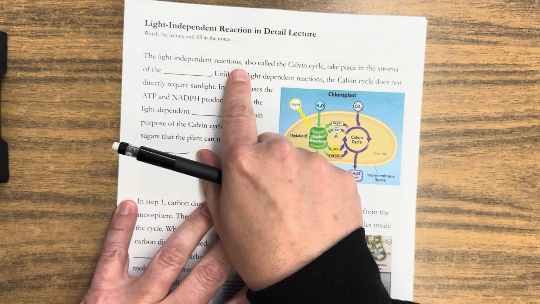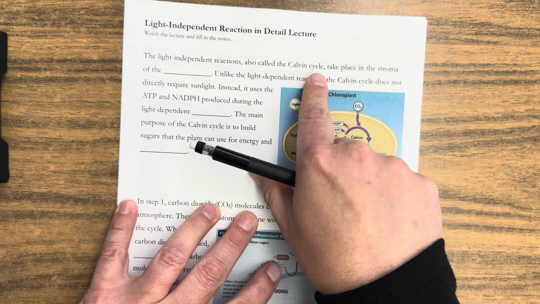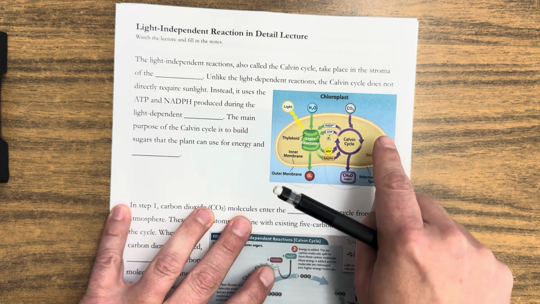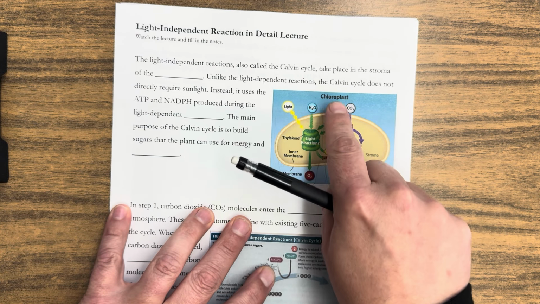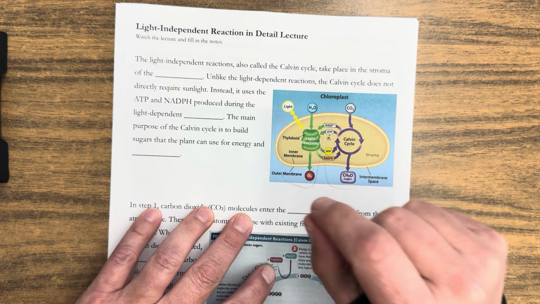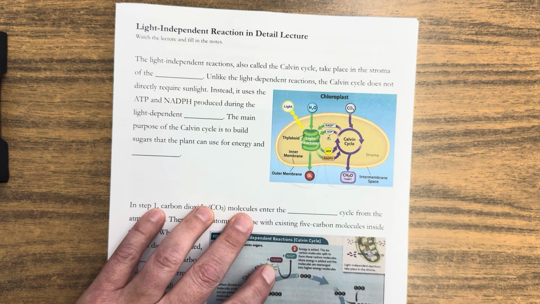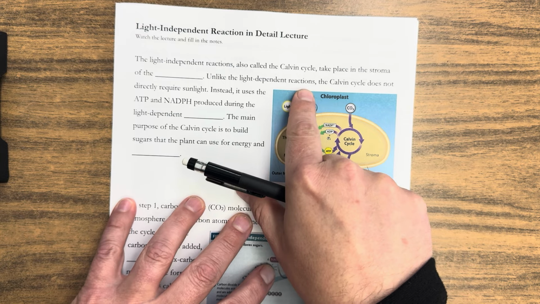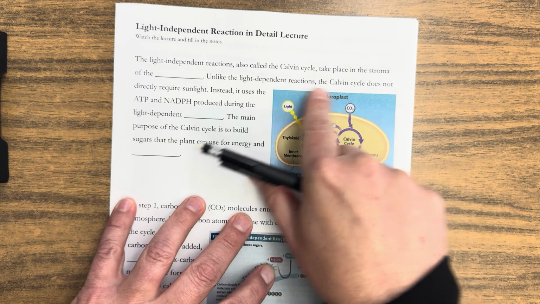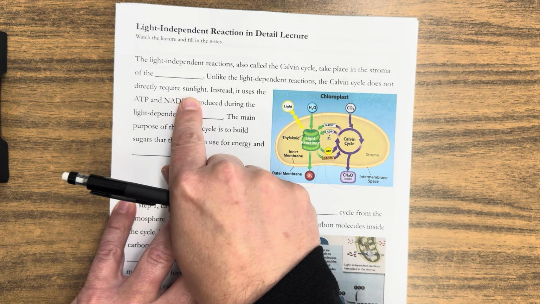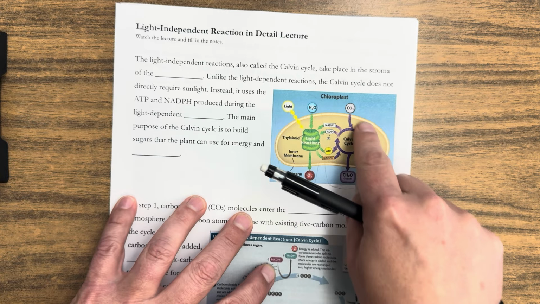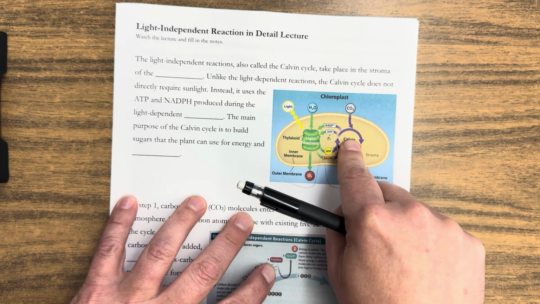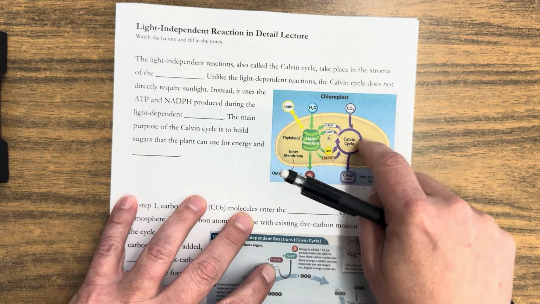The light-independent reactions, also called the Calvin cycle, take place in the stroma of the chloroplast. So we know this bean structure is the chloroplast. It's an organelle in a cell, in a plant cell in this case. Unlike the light-dependent reactions, the Calvin cycle does not directly require sunlight. So the Calvin cycle could be happening 24 hours a day. You don't have to have sunlight for this Calvin cycle to work.